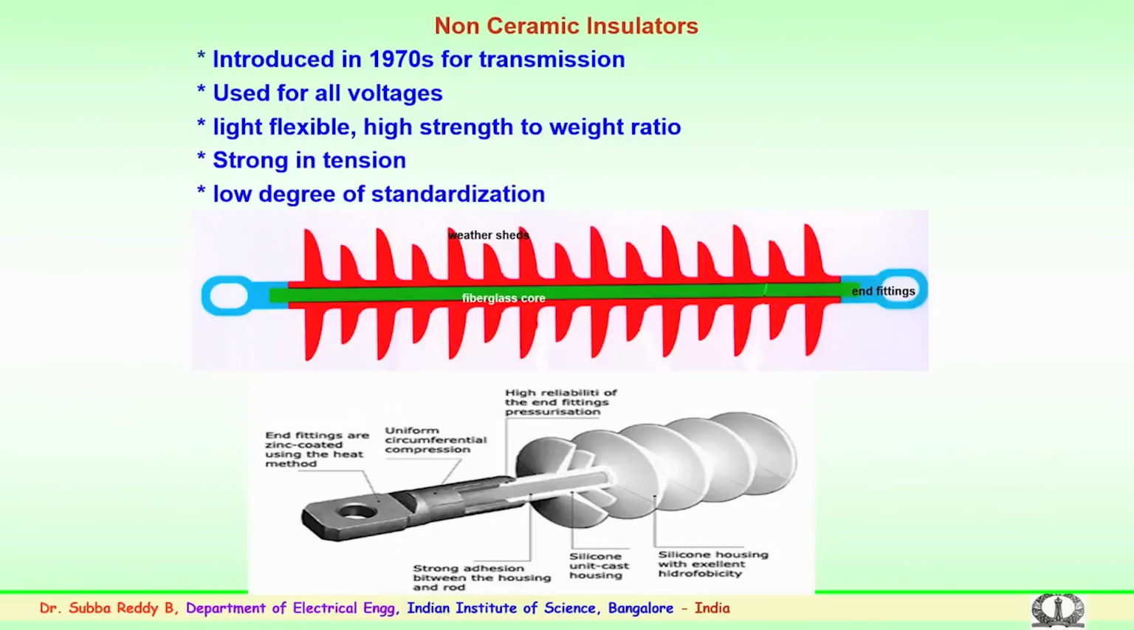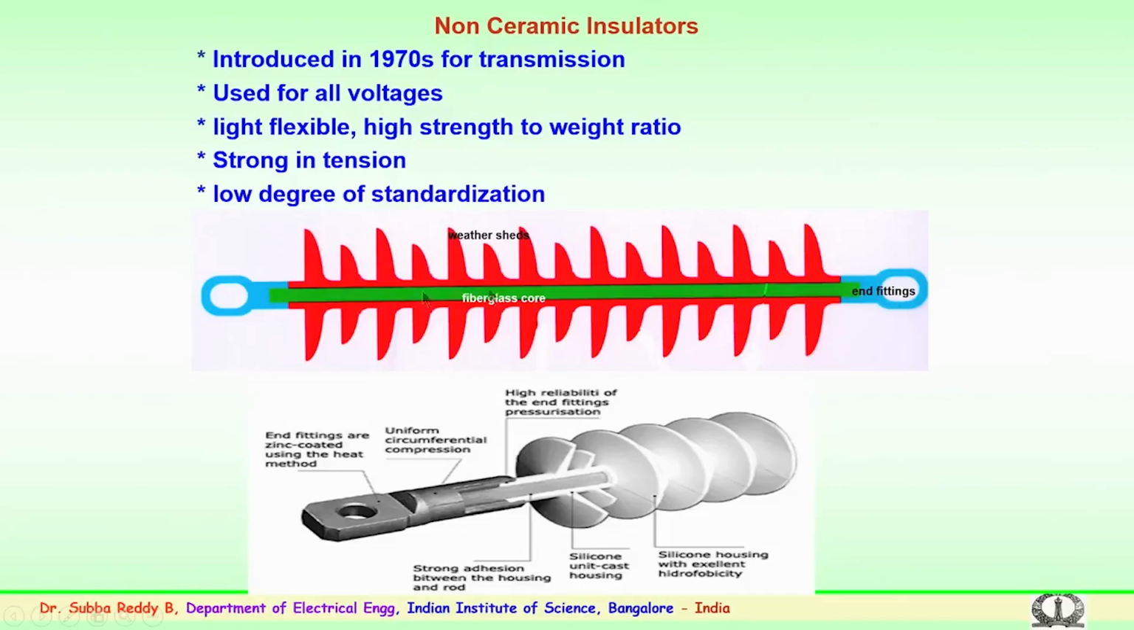The main advantages of polymer or non-ceramic insulators are being very light in weight, flexible, and having a high mechanical strength to weight ratio. These insulators showed a strong intention and also a low degree of standardization. So, very important, several advantages for both the manufacturers and the utilities. So, this is how a typical insulator looks.